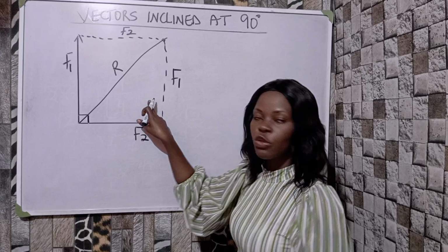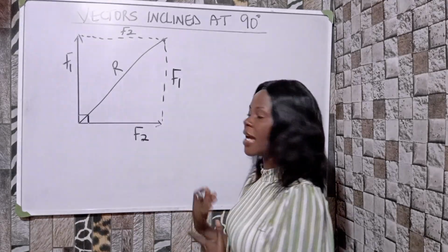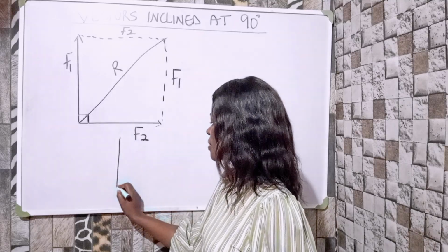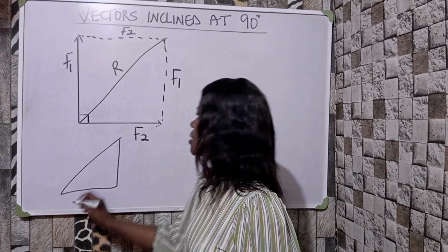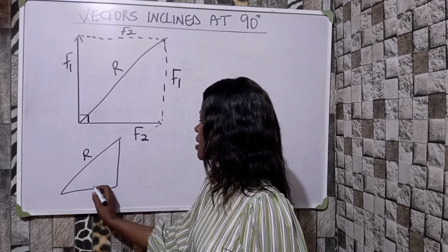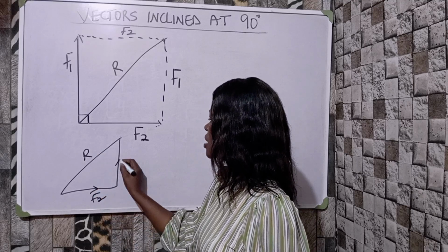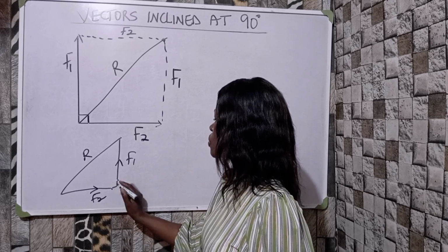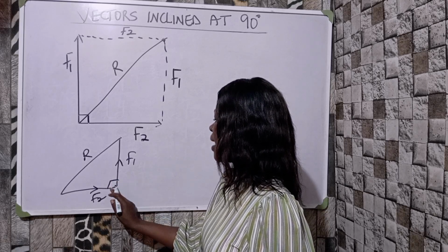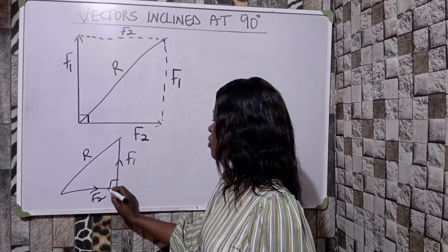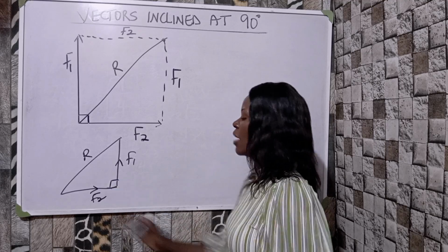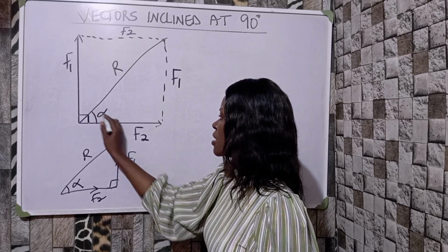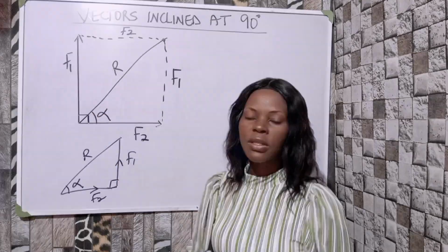Okay, now we have two triangles. We are going to bring out one to tell you how we can solve the problem. So we have this. This is my R, which is the resultant. This is my F2. This is my F1. This is the angle acting between these two. This is the angle acting between these two. That is a right angle triangle. Now this stands for my direction. Otherwise here is my direction.